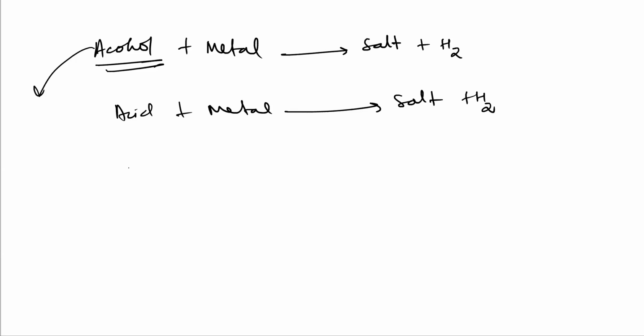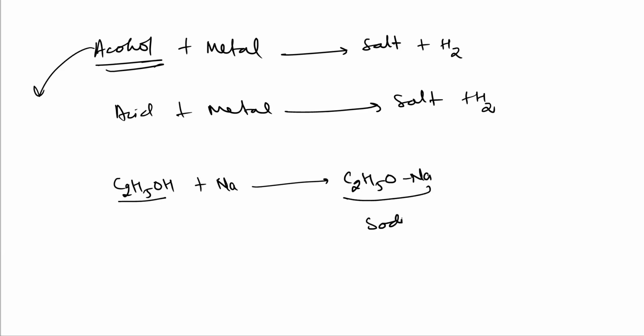First of all, let me write an example. If I have C2H5OH, ethanol, when it reacts with sodium, it will give you C2H5ONa. So this is sodium ethoxide, plus hydrogen gas.